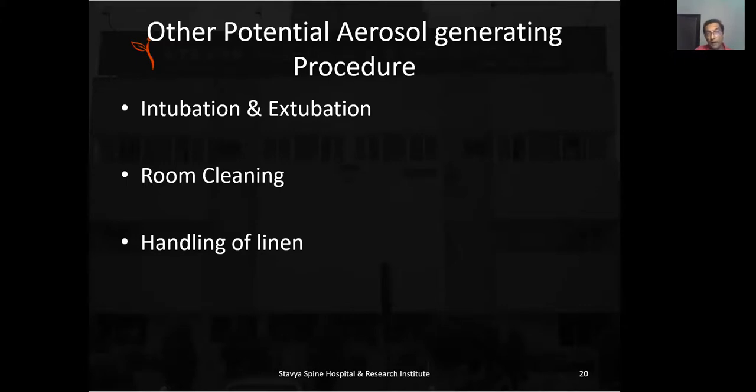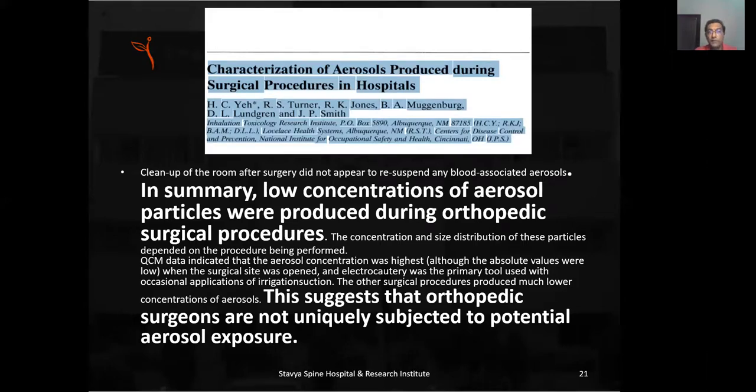And in handling linen, you should just put the linen down without stretching it and handle it with care, so that whatever aerosol and organisms are there do not spread everywhere. A couple of articles say that it is not just related to spine or orthopedic surgery, but any surgery that uses cautery has potential exposure, as they can generate aerosol.